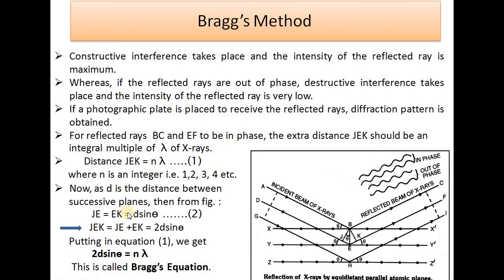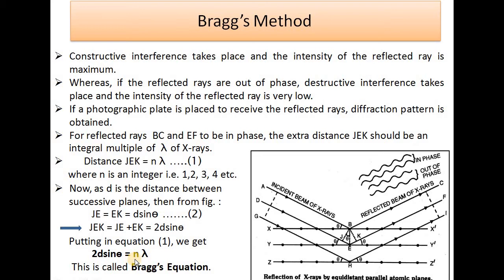So adding these two, we get the total extra distance, or extra path traveled by the ray, and that is equal to 2d sin theta. Now for constructive interference to take place, this extra distance traveled by the ray must be an integral multiple of lambda. So we must have 2d sin theta equal to n lambda, and this is known as Bragg's equation. For the condition of constructive interference in the diffraction pattern, we must have 2d sin theta equal to n lambda.